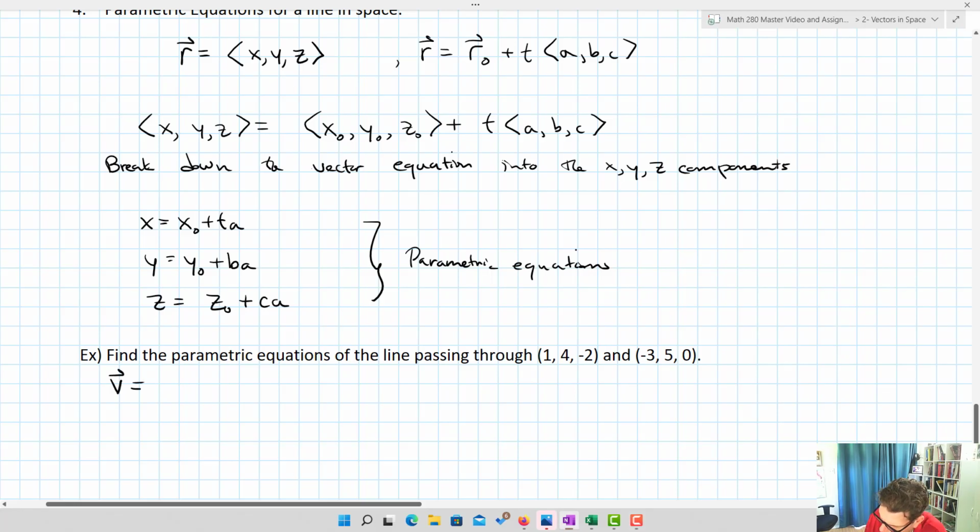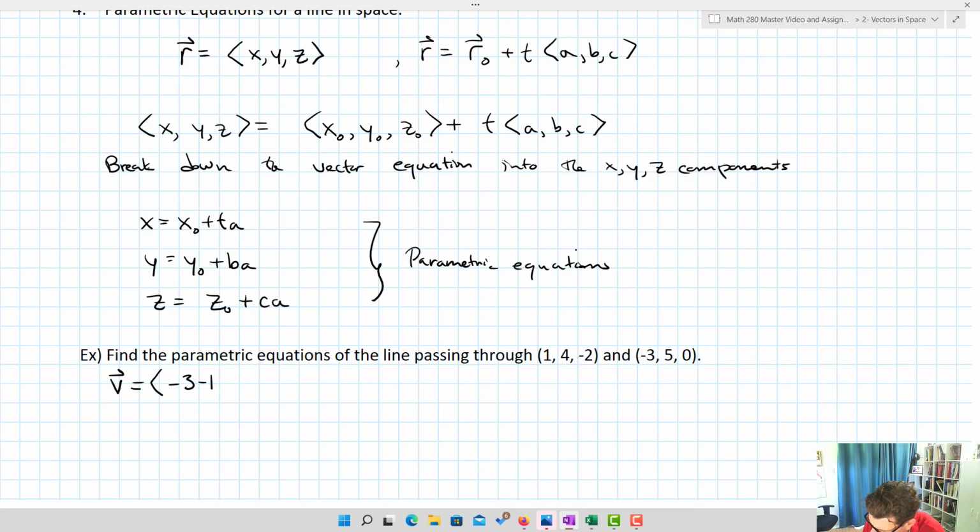So v is going to end up equaling (-3 minus 1, 5 minus 4, 0 minus -2). That's now going to give me (-4, 1, 2). That's my direction vector. Then I can choose either one of these points.